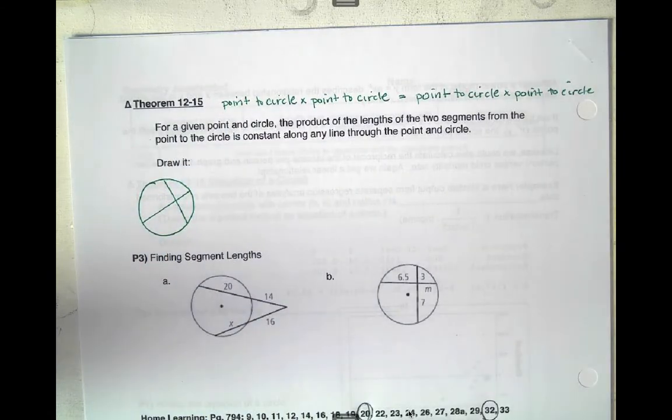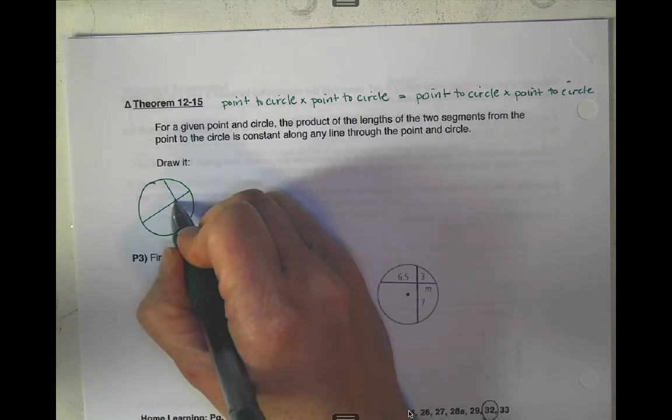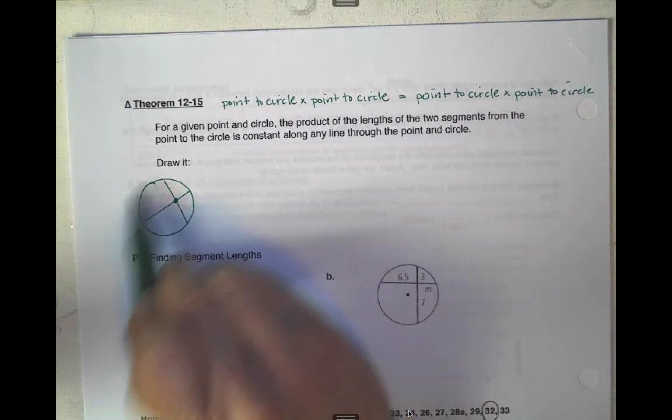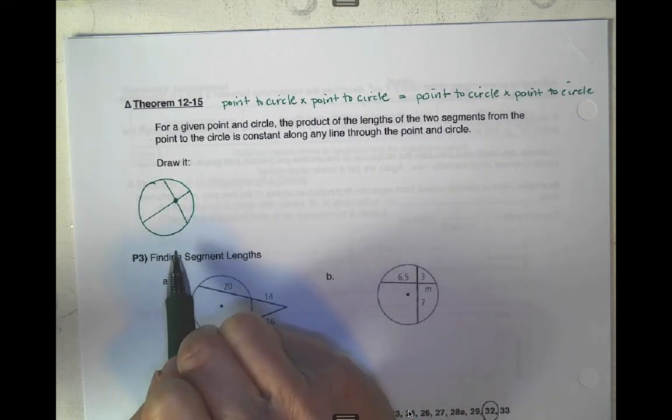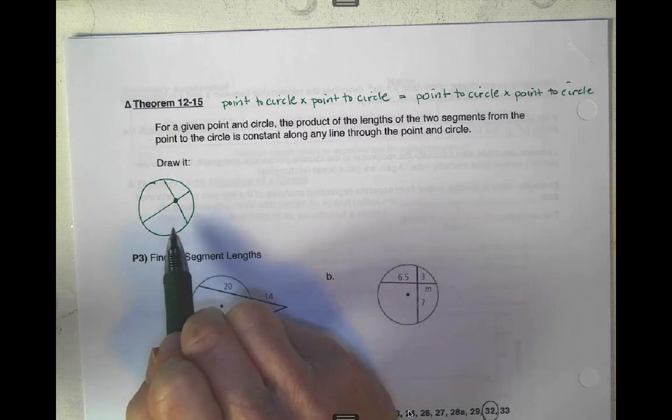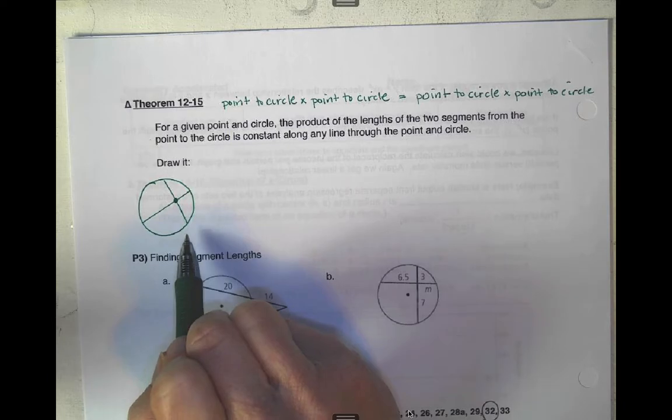Okay. So what this theorem is saying, for a given point and a circle, the product of the lengths of the two segments from the point to the circle is constant along any line through the point and the circle.